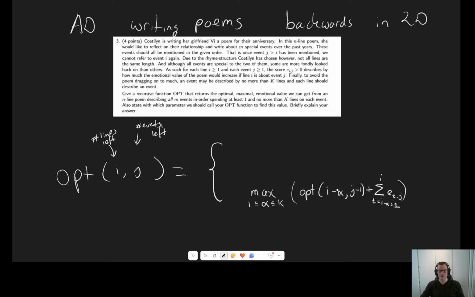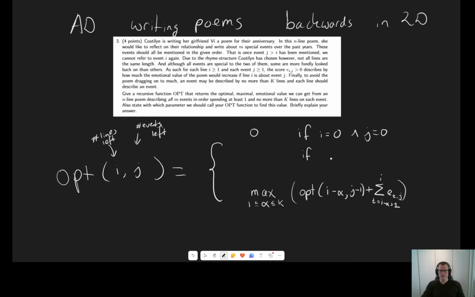All right. So this is going to be the main bulk of my function. For each event, I try to figure out how many lines I should spend on it. Now, this is nice, but this is going to recurse infinitely unless I come up with some good base cases. So what are they? Well, when I have no lines left, and I also have no events left, I would like to return 0. There's nothing more I can do.